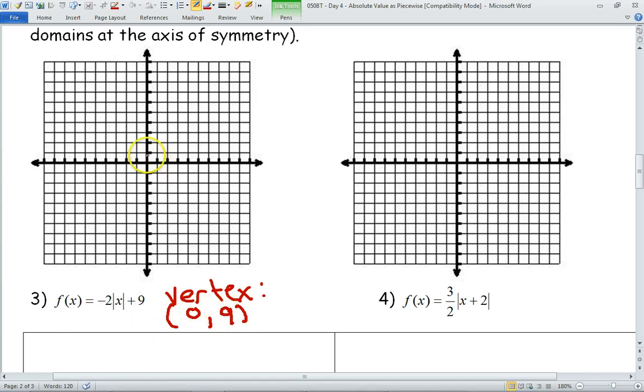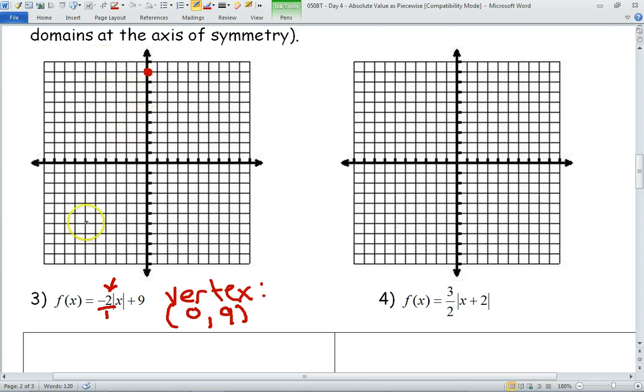So let's see. 0, 9. I'm pretty sure this is 9. It's going to be right there. Let's see. 1, 2, 3, 4, 5, 6, 7, 8, 9. Yeah. So there's my 0, 9. Now, it's time to do the slope. Be careful. This time the slope is -2. That's like having -2 over 1.